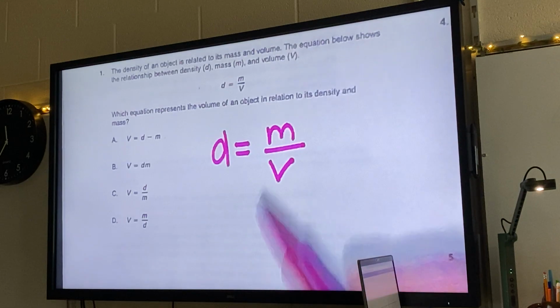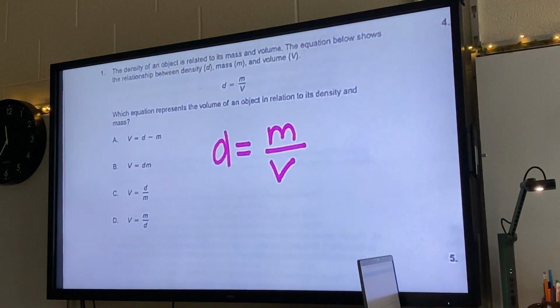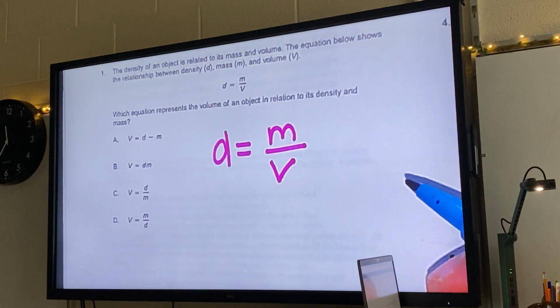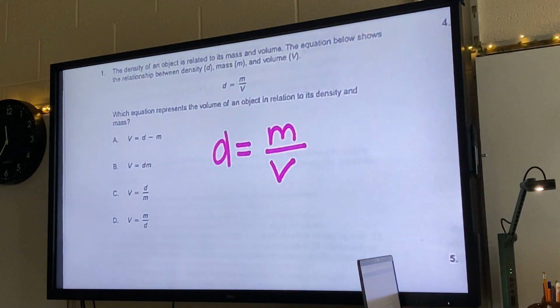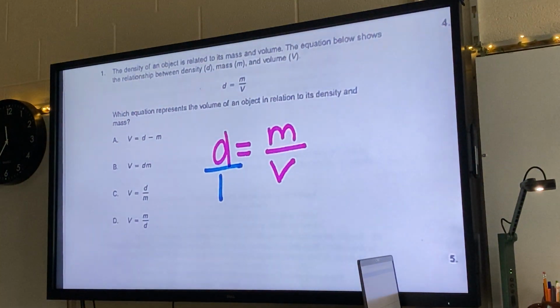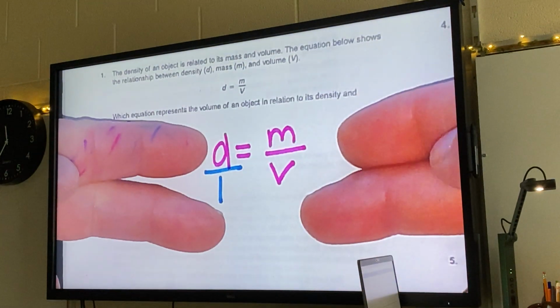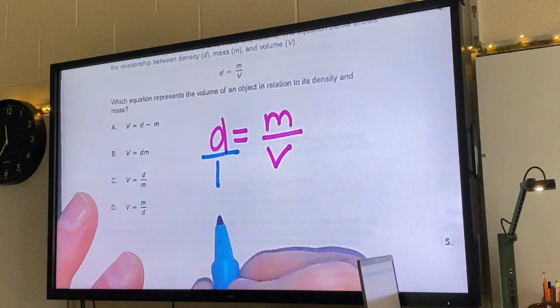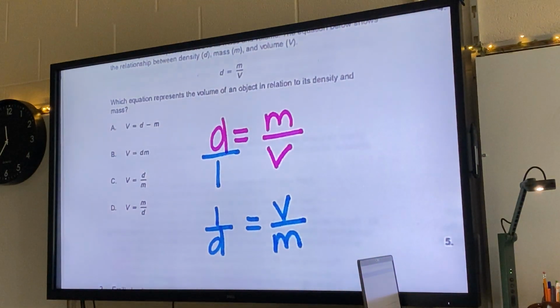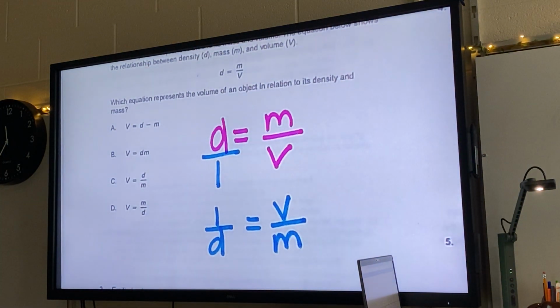So how can I get V over here? I feel like you'd have to put M on the bottom, V on the top, and then put a 1 above D. Alright, so that is a proportion rule. If you put a 1 under the D, there's a rule: A over B equals C over D, then B over A equals D over C. So you could flip both sides. You would get 1 over D equals V over M. And then you just got to get rid of the M that's under the V.